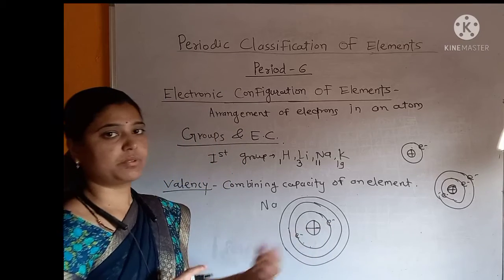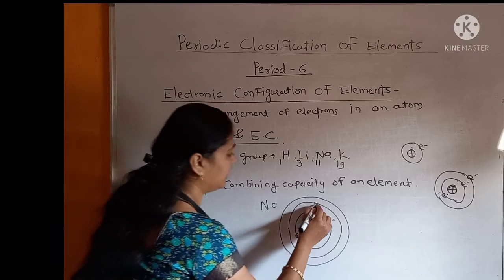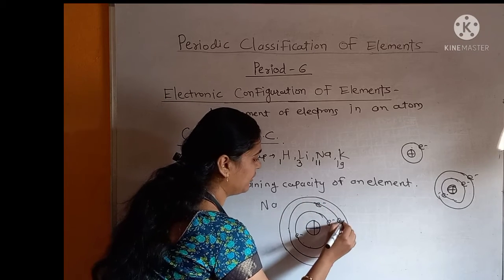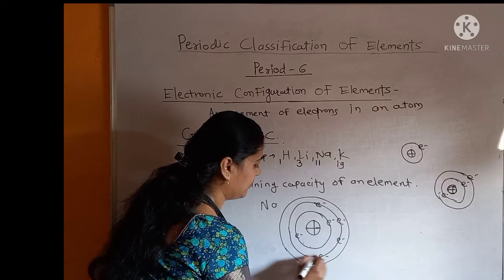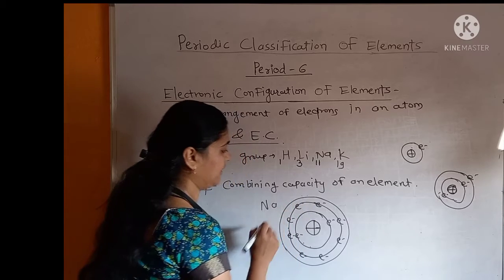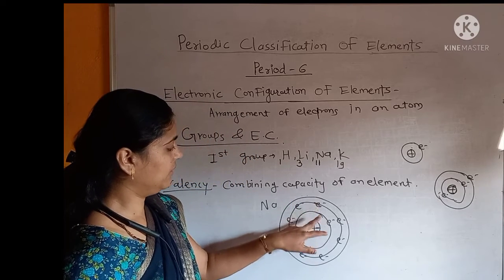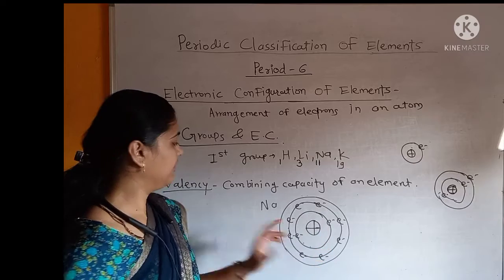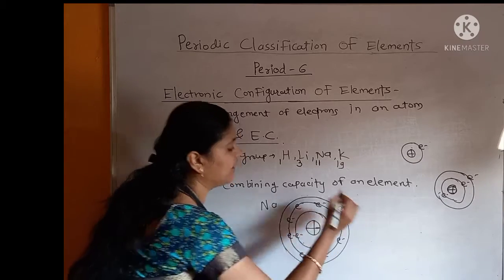This orbit has a capacity of 2 electrons. The second orbit has an electronic capacity of 8 electrons. How many electrons are there in total? 8 and 2, that is 10, and 1 more electron. So 1 electron is present in the outermost orbit.